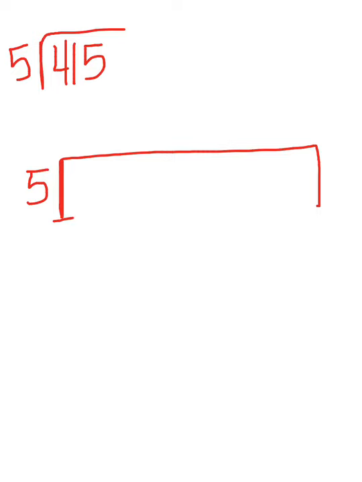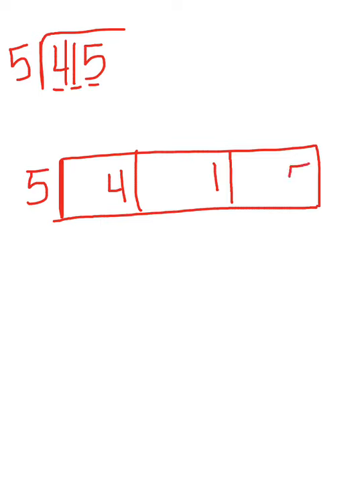So I'm going to make one big box, and I'm going to break it into 3 spaces because 415 has 3 numbers. So 1, 2, 3. All right, and I'm going to put each number right next to the line, and there's a reason for that, and I'm fixing to explain it to you. Okay, so what's going to happen is I'm going to look at one box at a time. So I'm going to start with 5 right here.